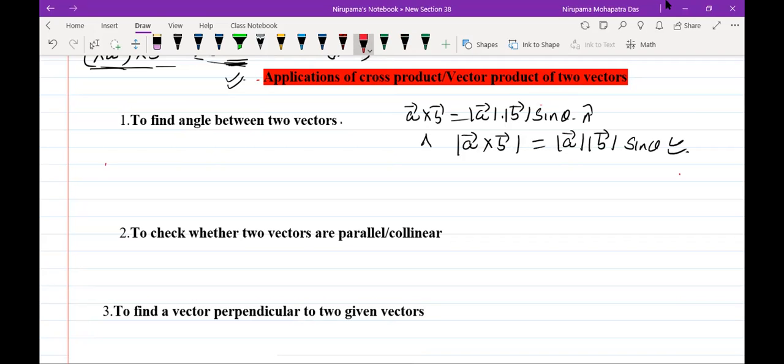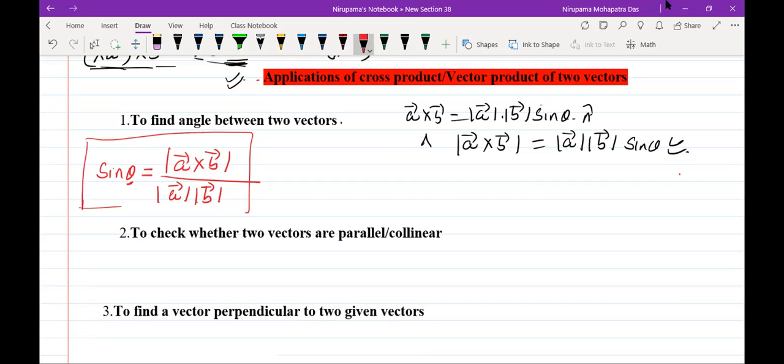So sine theta equals magnitude of A cross B divided by magnitude of A into magnitude of B. Because theta is from 0 degrees to 180 degrees, it covers the first and second quadrant. Sine theta is positive, so we don't have to worry about plus minus sign here. So sine theta equals this, and we can find the angle between two vectors by using this. Is it clear?